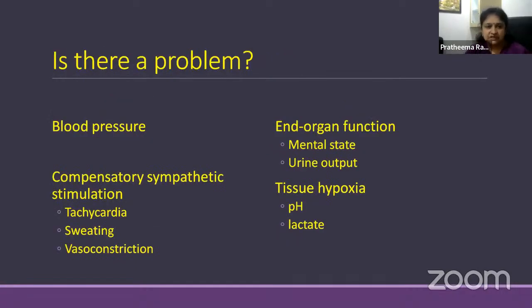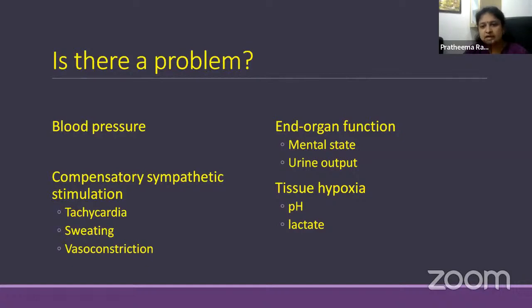So when we look at the patient, we need to know, is there a problem? Okay, blood pressure is normal, but if the blood pressure is normal, we cannot rule out a shock because there can be some compensatory mechanism going on. That's why we need to look at the heart rate. If the patient is tachycardic, sweating, there can be a vasoconstriction, we don't know. So the body is trying to keep the blood pressure normal. So the blood pressure, if it is normal, cannot rule out a shock.